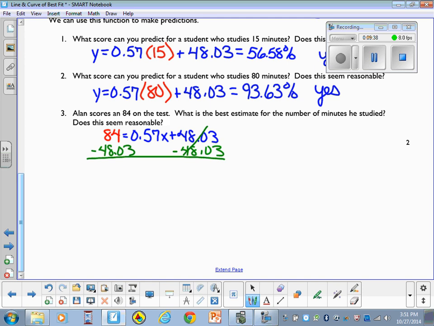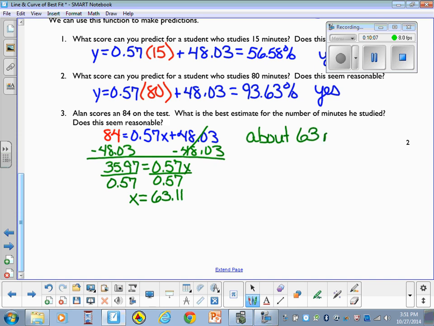4 minus 48.03, 35.97 equals 0.57x. Divided by 0.57, $63.11. So about 63 minutes. I think that's reasonable. Study for an hour and earn a B on a test.